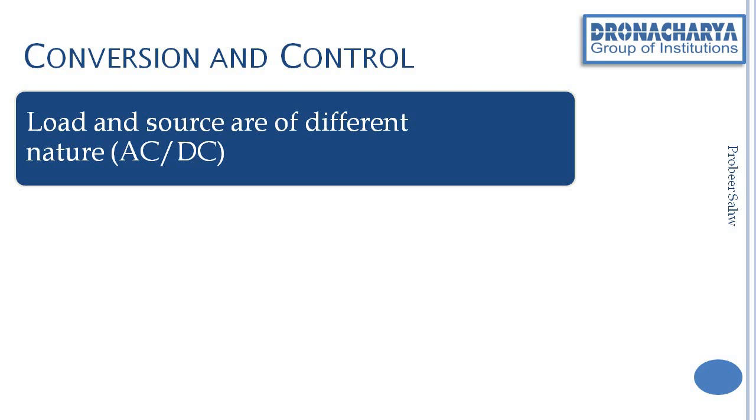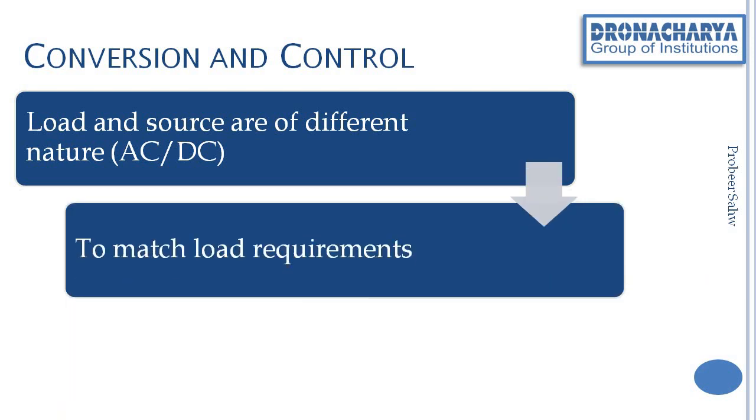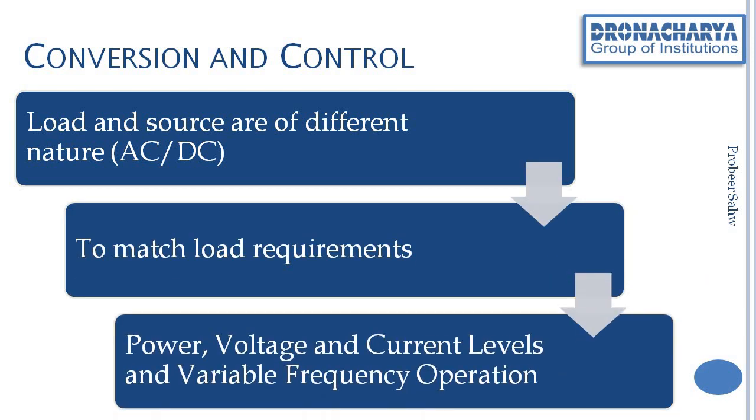Control of electric power is required when we have to match the power, voltage and current levels required by the load. It is also required for variable frequency operation. Let us check an example of voltage level matching of load and source. Take the example of mobile phone charger again. The battery in a mobile phone works at 5 volt, whereas the supply available is of 220 volts. Therefore, the voltage must be stepped down to charge the battery.